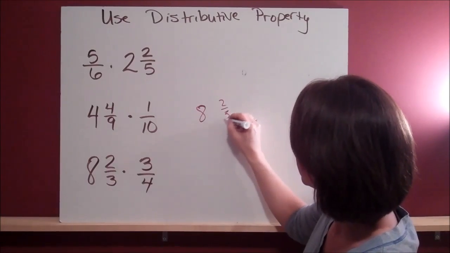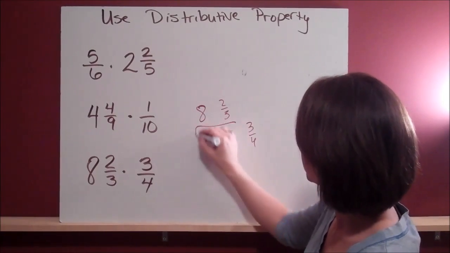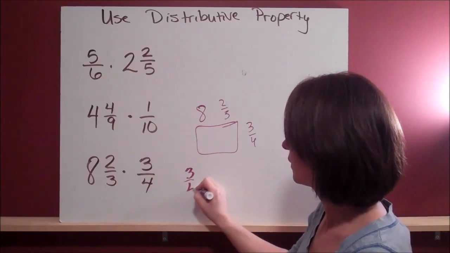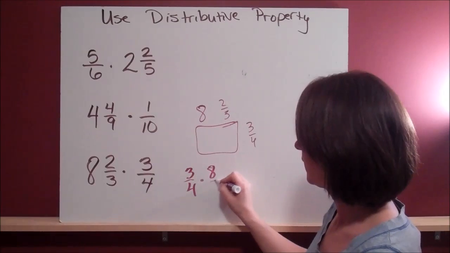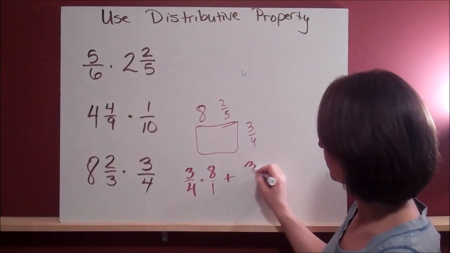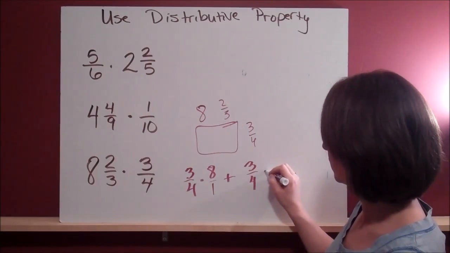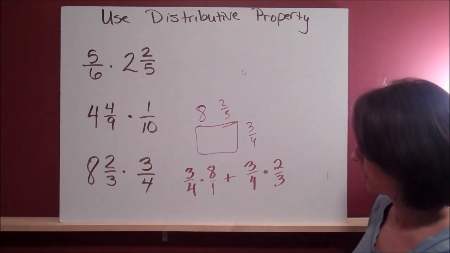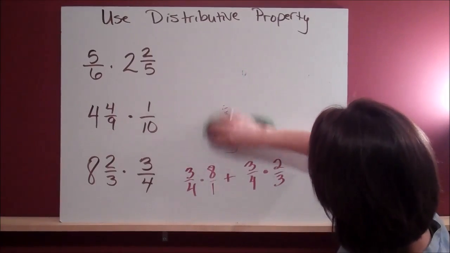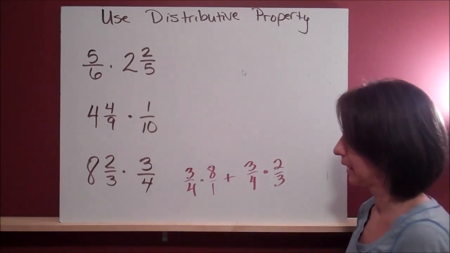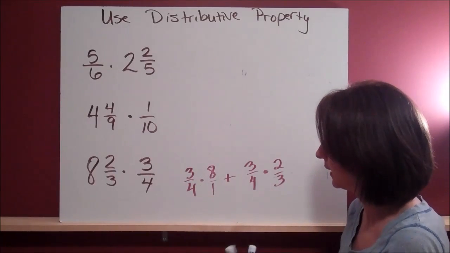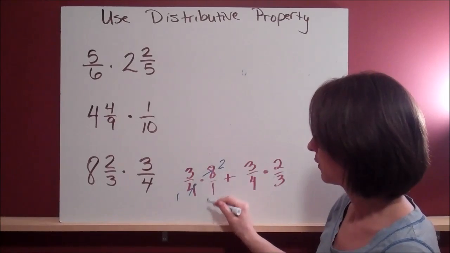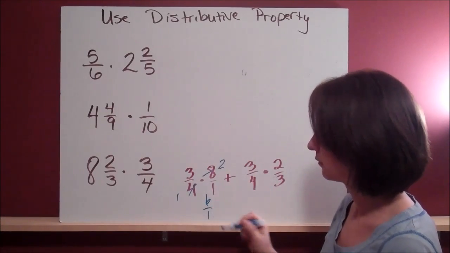8 2/3 times 3/4. So that means I have to do 3/4 times 8, and then I have to add that to 3/4 times 2/3. So two multiplication problems added together. I'm looking for something I can simplify, and I see on this side the 4 and the 8. So my answer is 6 wholes.